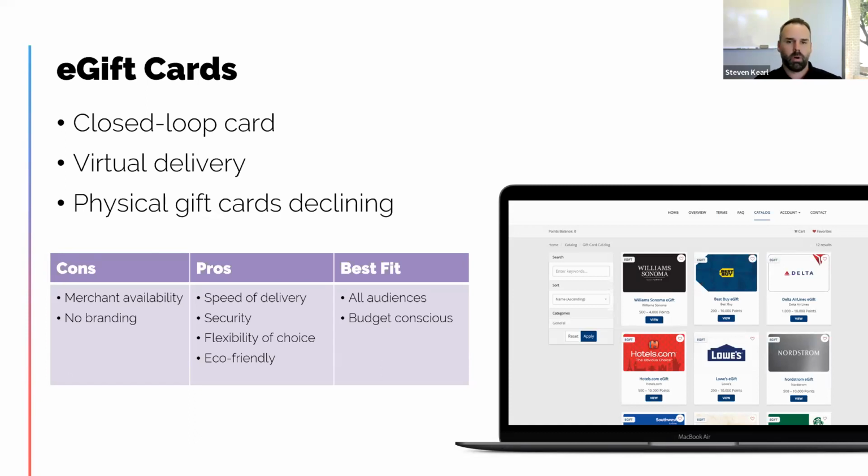But I mentioned some of the pros already: the speed of delivery, the security, especially in the US, the flexibility of choice. We typically curate a catalog and offer anywhere from 30 to 45 merchants to choose from. For example, you might be a Home Depot person or a Lowe's person. We would offer both, so you can choose the department store that you want. So it's good to have choice in that.